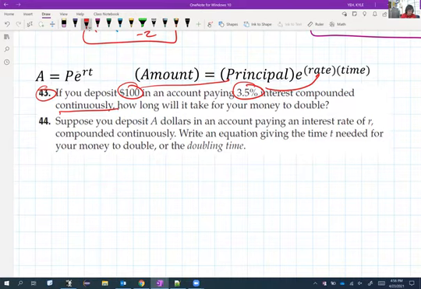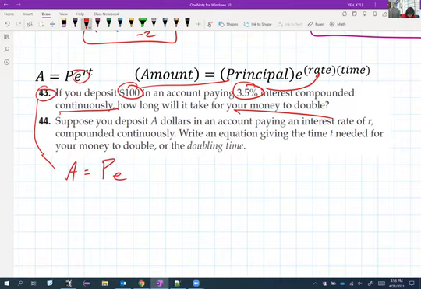Continuously means use this equation with an e. How long will it take for your money to double? So for 43, and that's the only one we're really looking at here, I won't work out 44, although you can look at it if you would like. Amount equals principal times e to the rt, the rate times time.